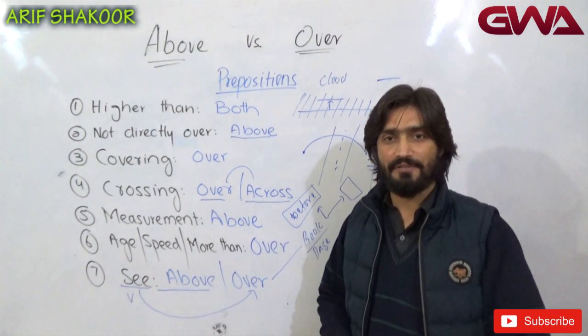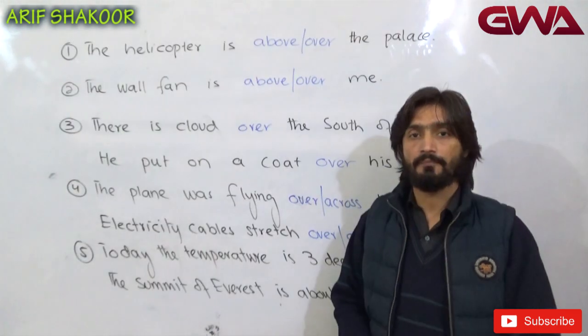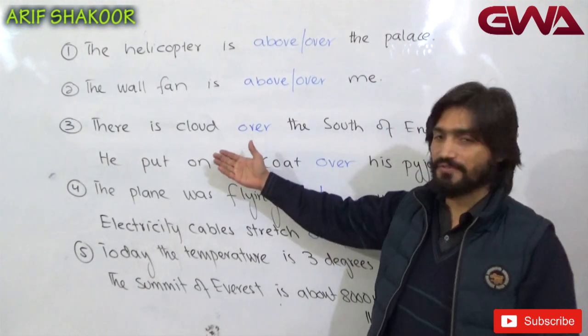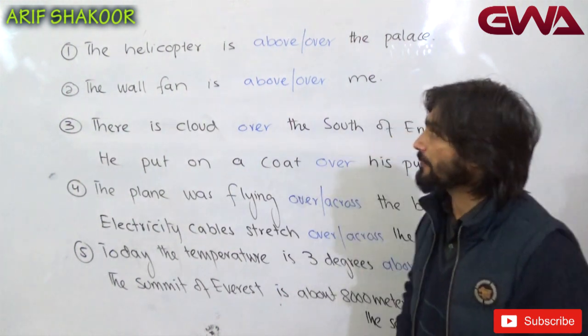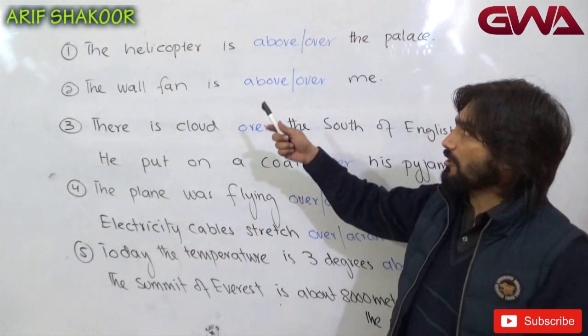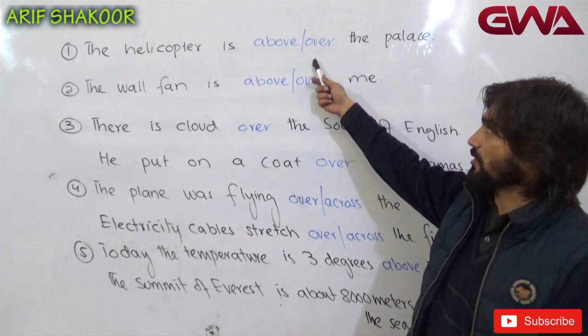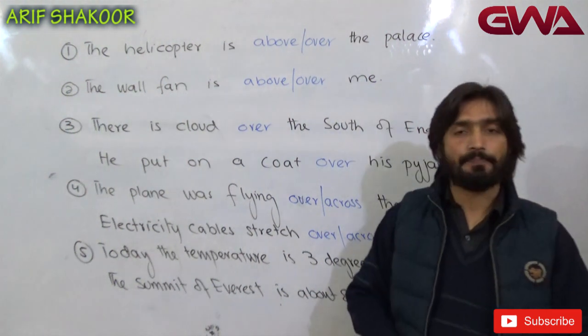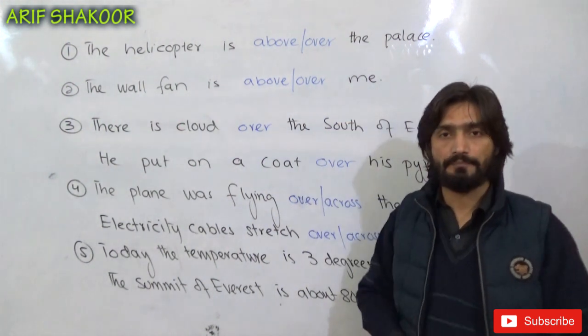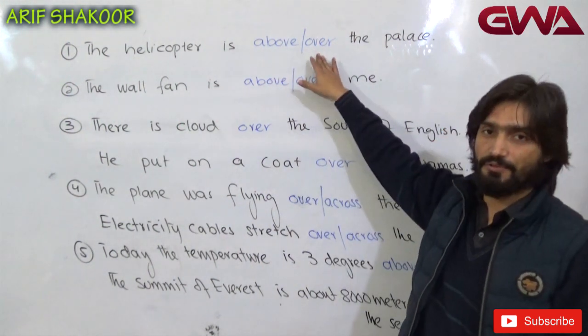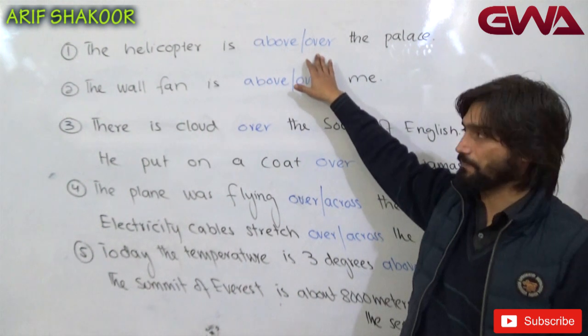Let's have some examples. Here are the examples in the sequence of the points I explained previously. The helicopter is above or over the palace. Here we simply mean higher than. You can use above, you can use over, no problem.